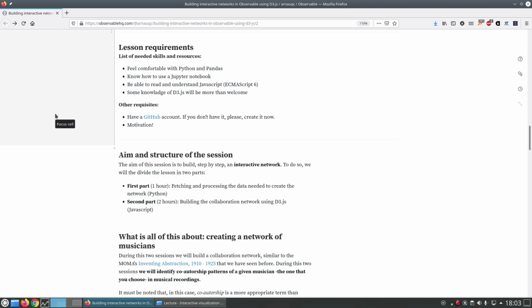So which are the requirements? You have to be comfortable with Python, Pandas, and Jupyter notebooks. It's really recommended if you have some understanding of JavaScript, and if you have some knowledge of D3, that is spectacular, but of course I do not expect that you know D3. It is a good practice if you have a GitHub account, because Observable notebooks are connected with GitHub and it makes your life easier. But here it is more a recommendation than something mandatory.